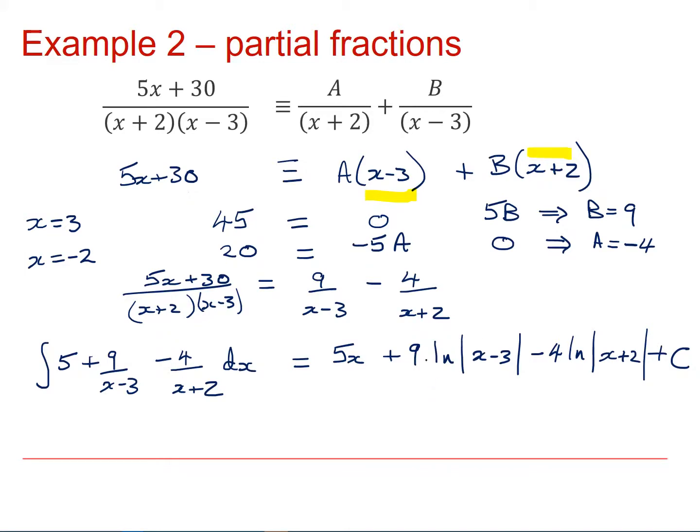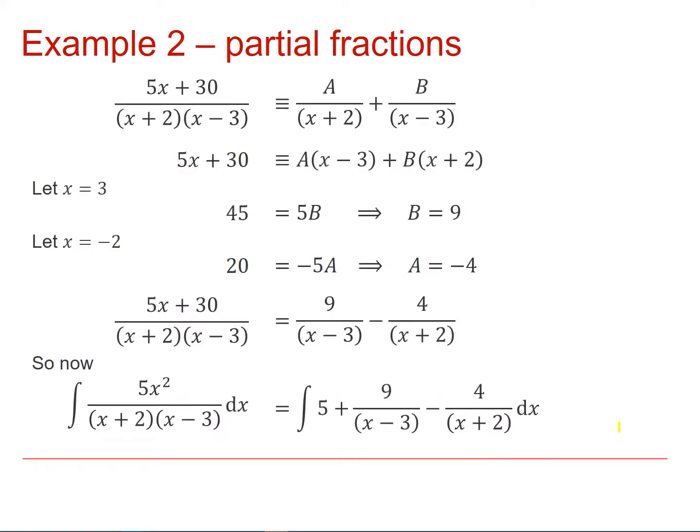Now, as we did before, we can combine these logs. So I could rewrite that as 5x plus the log. Well, this is going to be (x - 3) to the power 9, and that's going to be over, because I've got a minus here, (x + 2) to the power 4, plus my constant.